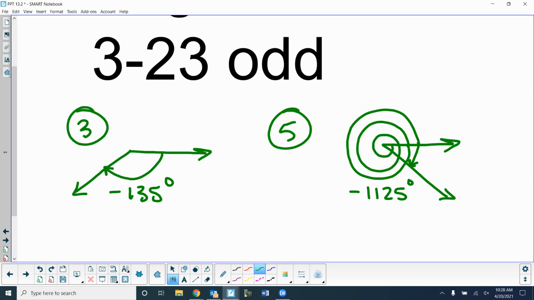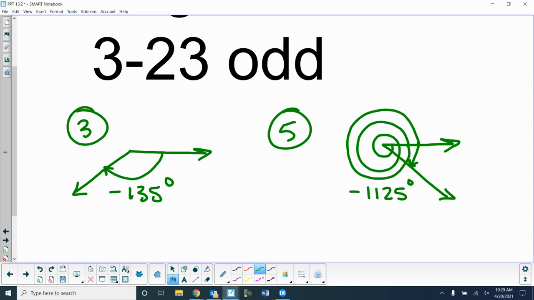Number 9. How about Danny? Okay. They had 330 in the book, but 750 I'm sure is right. And negative 30. Good. Number 11. What's the reference angle for negative 250 degrees?